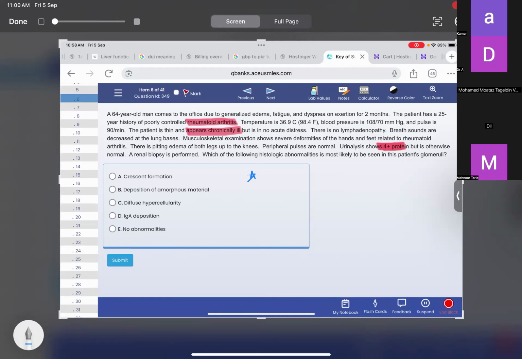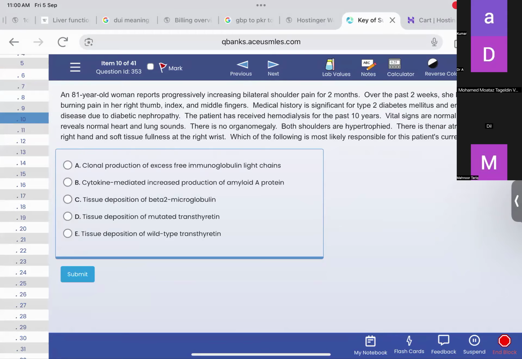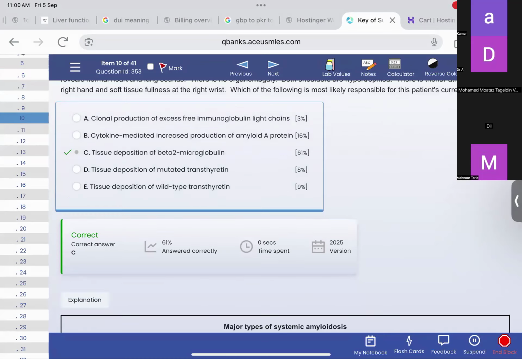So what have they given us? That he has nephrotic range proteinuria, right? And he has a chronic inflammatory disease. So I would like to go to question number 10. I have marked these for you guys so that these questions are somehow related.